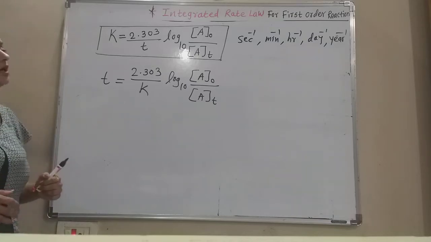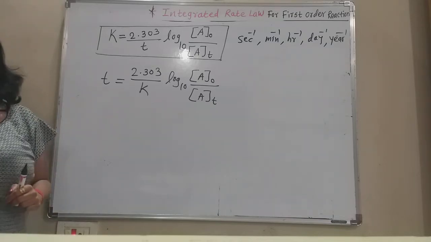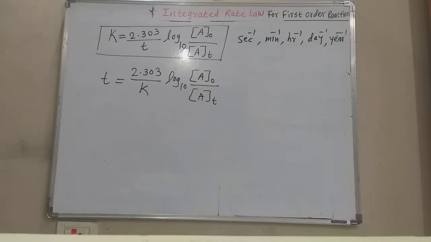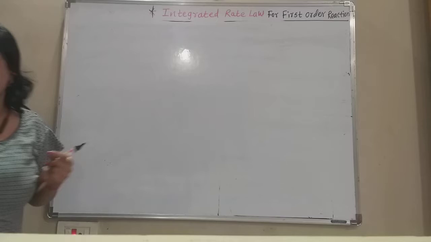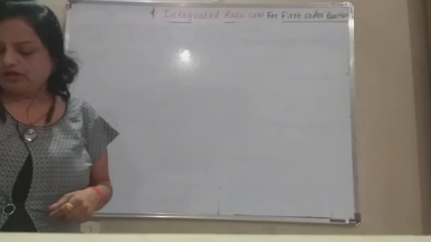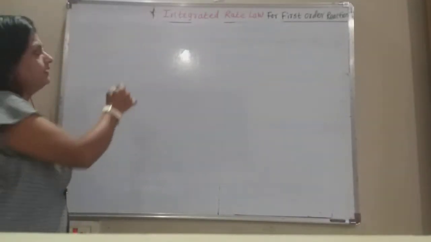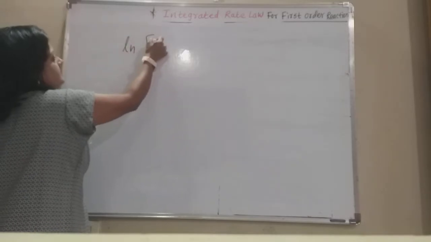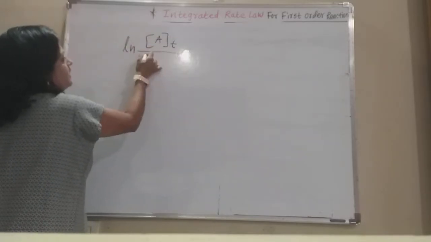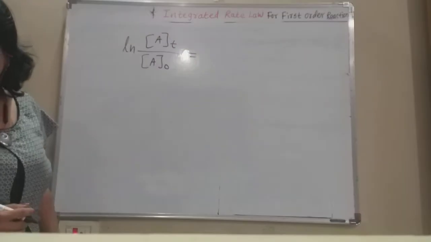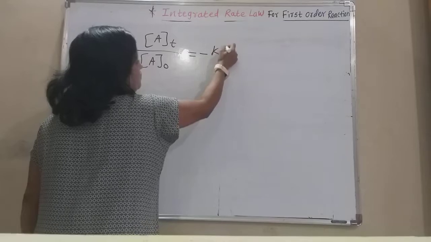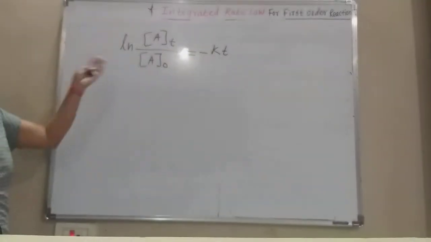Now see another form of this rate law. What is the other form of this rate law? See, from the equation, this is the equation which gives another form. We know this equation, ln of the concentration at time t divided by the concentration at time 0 is equal to minus kt. This equation we know; we have already seen this equation.